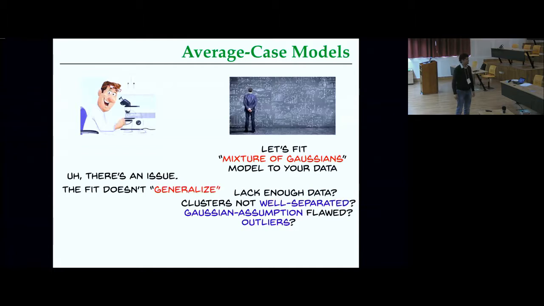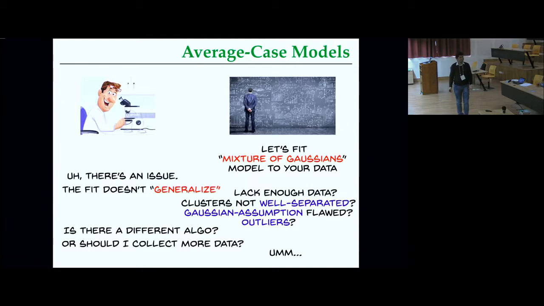But the biologist, of course, doesn't care about why it has gone wrong. They're just interested in finding out, well, is there a different algorithm or should I collect more data? What do I want? What should I do? And the computer scientist says, and that's for a good reason.